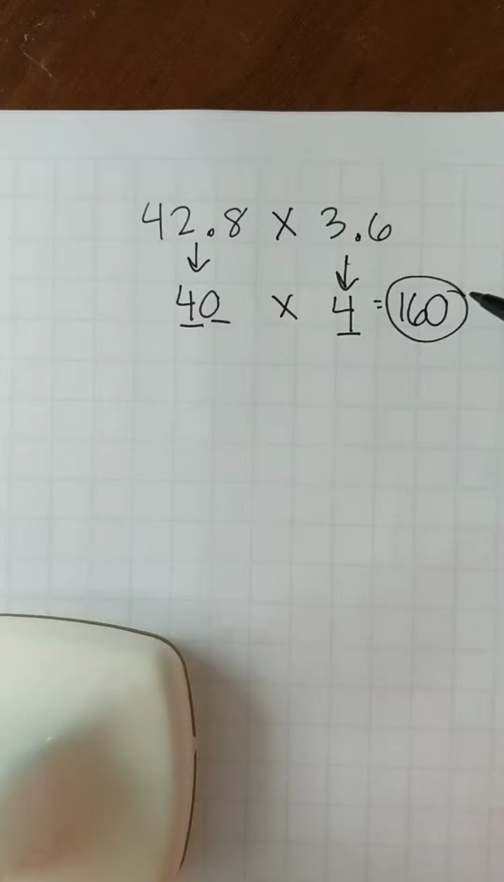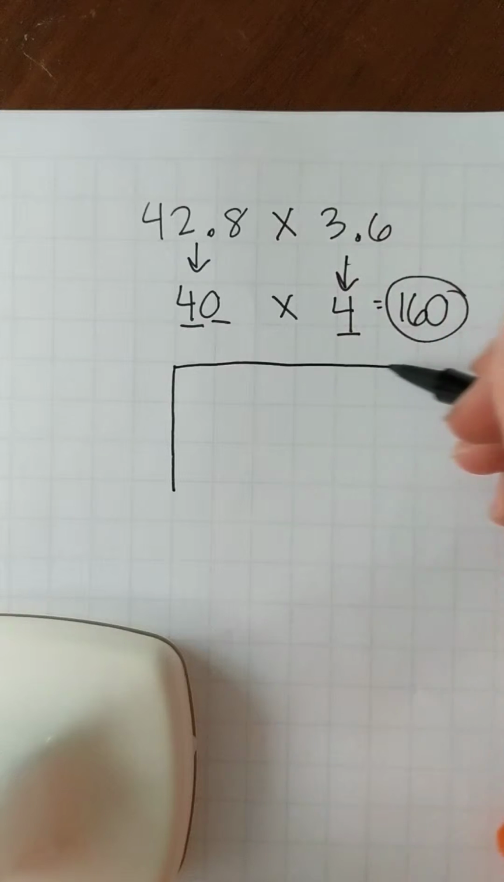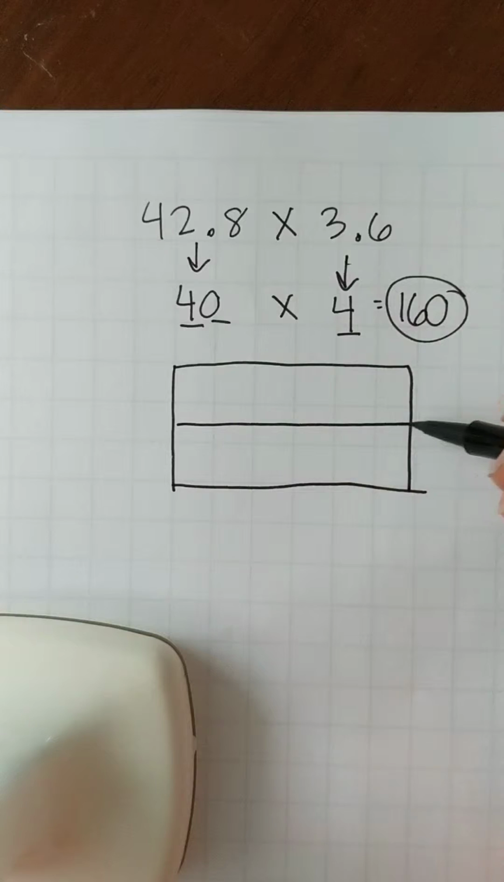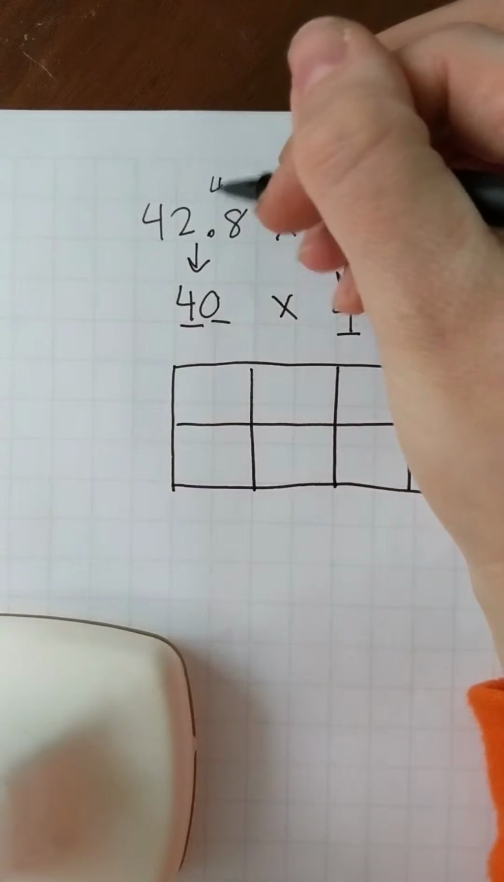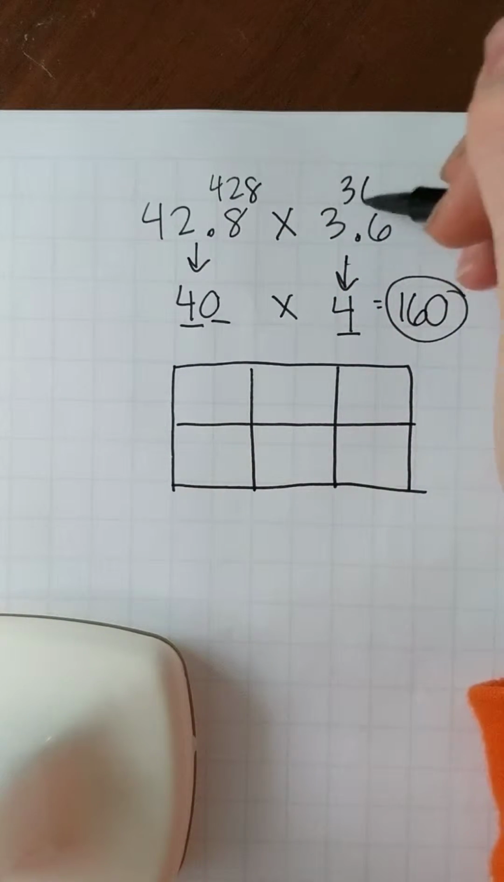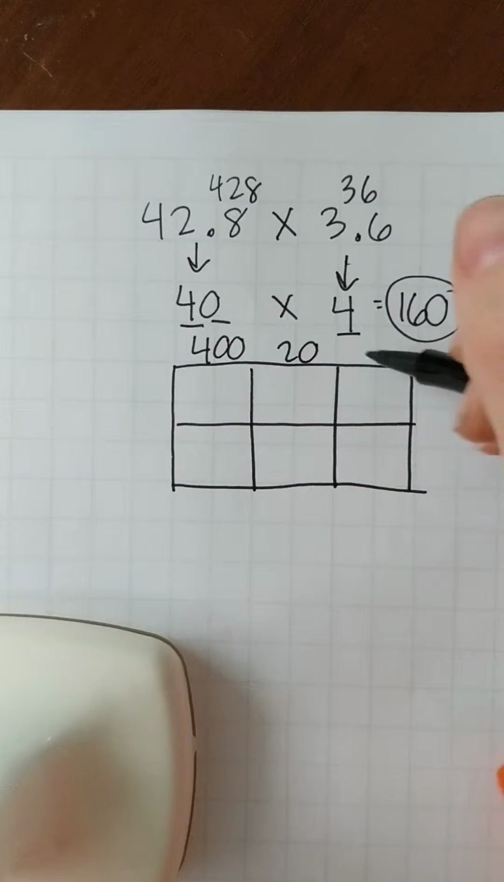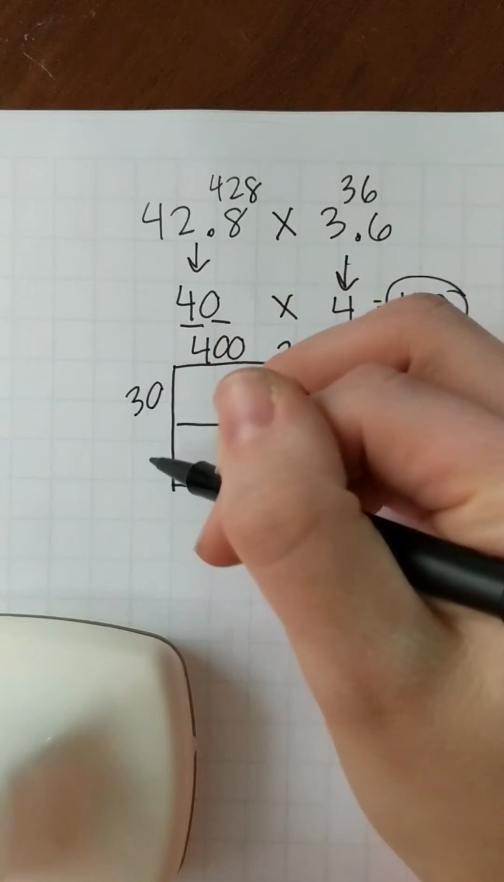Now I'm ready to multiply. When I multiply decimals, I want to treat these numbers as whole numbers. I'm going to forget about the decimal for now and then use my estimate to put it back later. So I'm going to set up a box to multiply with. And I've got a 3-digit number by a 2-digit number. Okay, so I'm pretending like this number is 428 and this number is 36. So my values are 400, 20, and 8, and then for this number I've got a 30 and a 6.